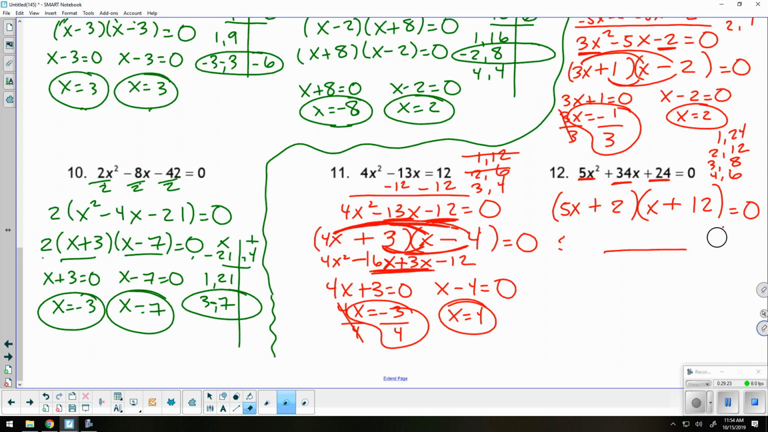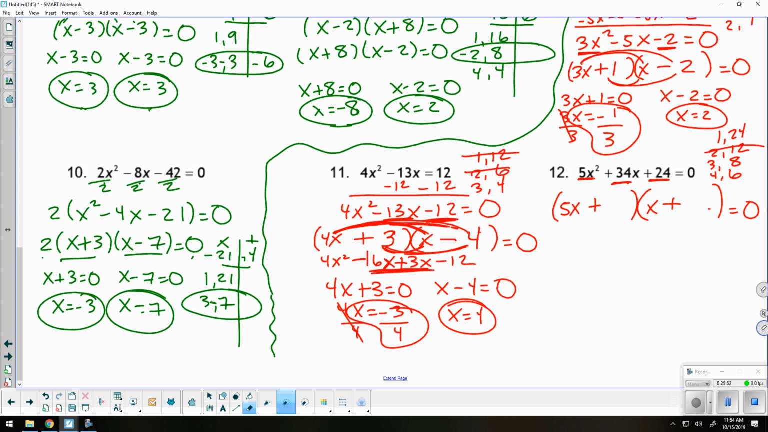Okay, so that didn't work. Maybe you want to switch them. Maybe you want to put 12 in the first one and then 2 over here. So what happens if you switch them? You'd have 5x squared plus 10x plus 12x plus 24. 10 and 12, that's 22x. Again, we want 34x. So that didn't work. Okay, so we can rule that out now. It can't be 2 and 12. Let's try the next one.